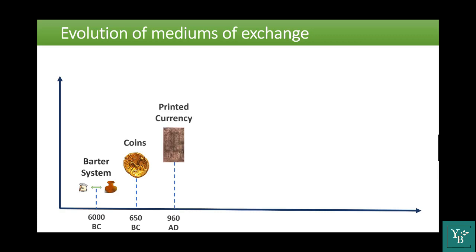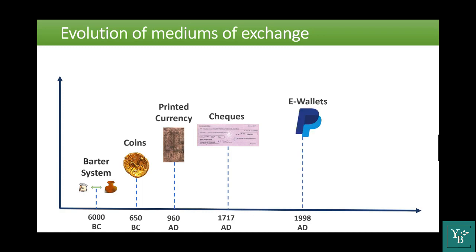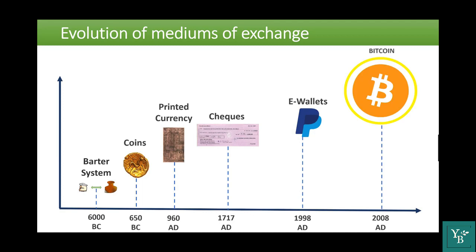The first form of a check came around 1717 AD. PayPal introduced the digital cash concept in around 1998. And finally, the concept of the Bitcoin was released in 2008. So let's start with the barter system.